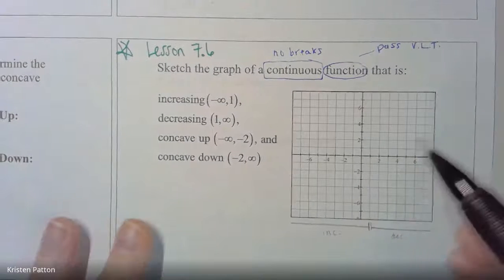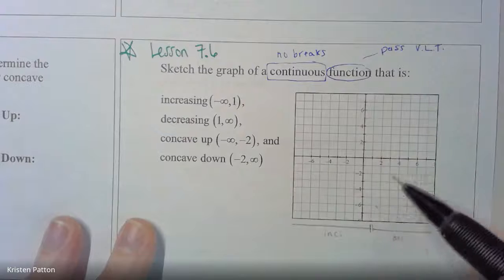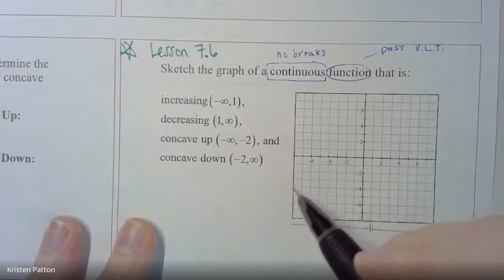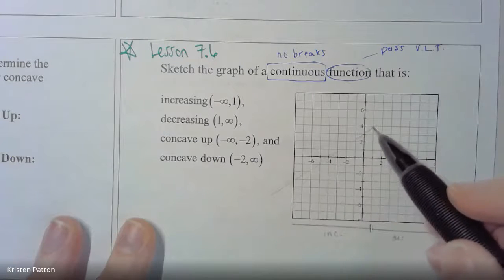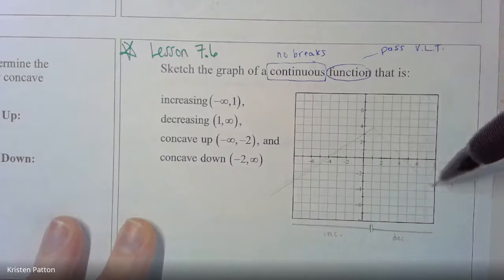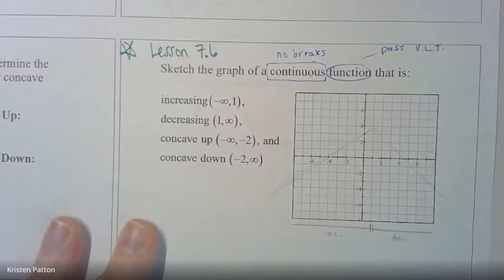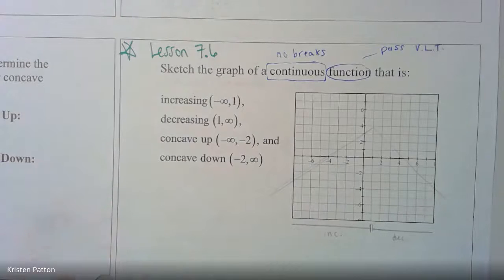All right, so very lightly with my pencil, I don't know where to start. I don't know how steep to go. So let's just sketch something in there. Let's go uphill until I get to x equals 1. And let's go downhill after x equals 1. Just very, very lightly with my pencil.